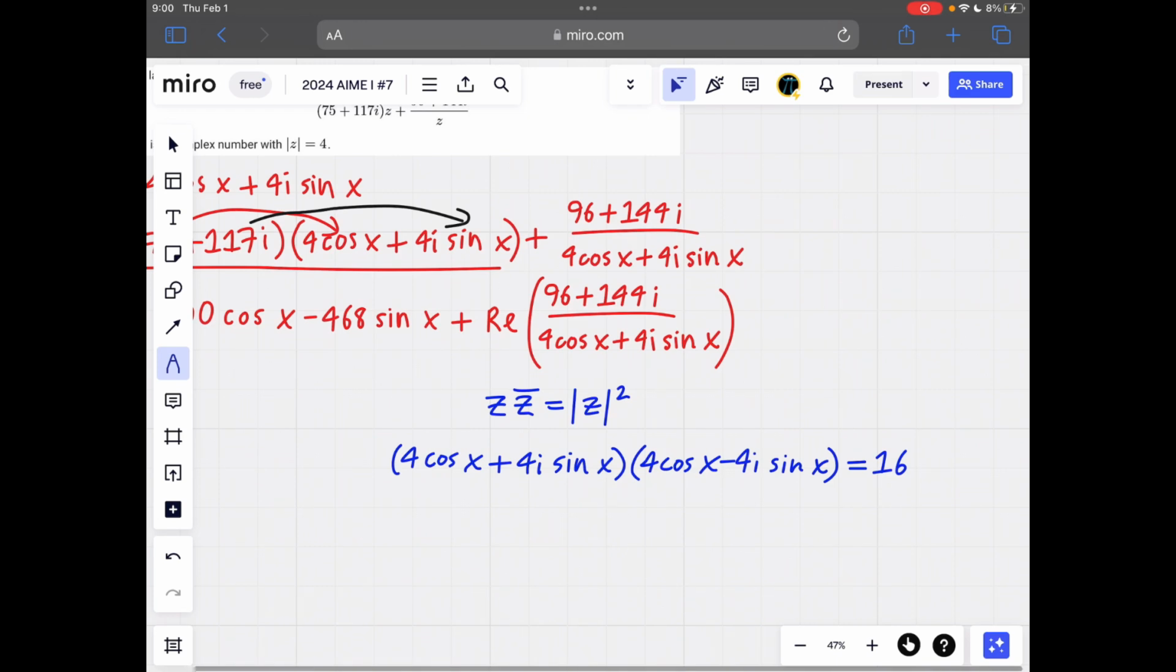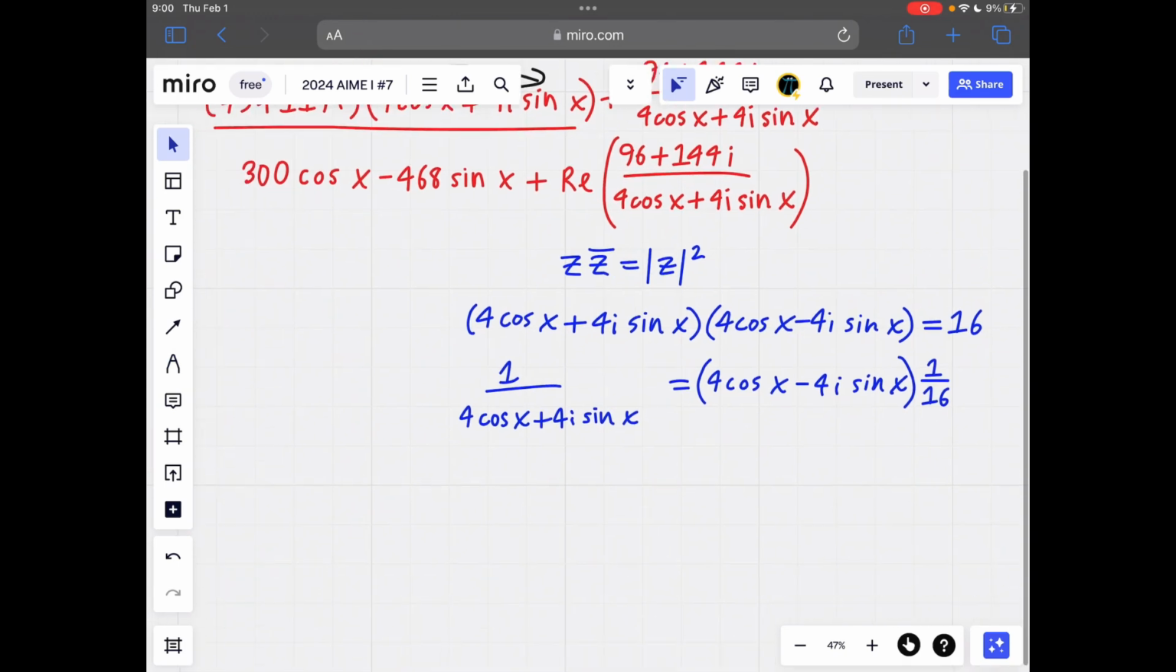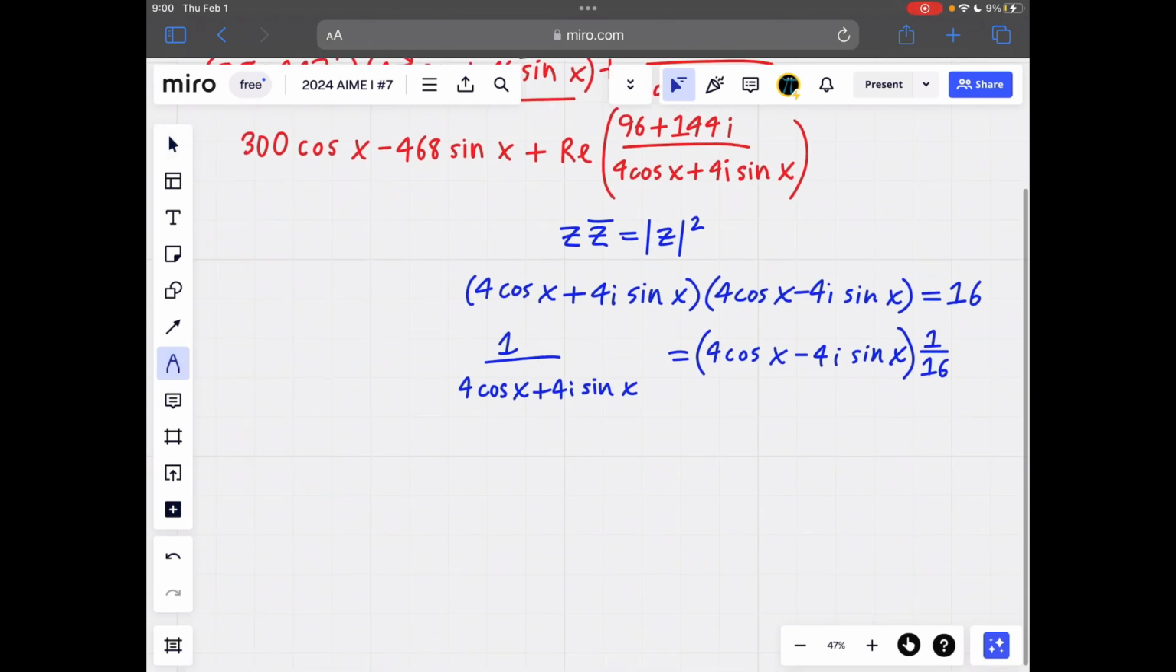And we're multiplying 96 + 144i here by 1 over (4 cos x + 4i sin x). But from here, we know that 16 over (4 cos x + 4i sin x) is 4 cos x - 4i sin x. So 1 over (4 cos x + 4i sin x) is this thing times 1/16. So let's put what we want all down here.